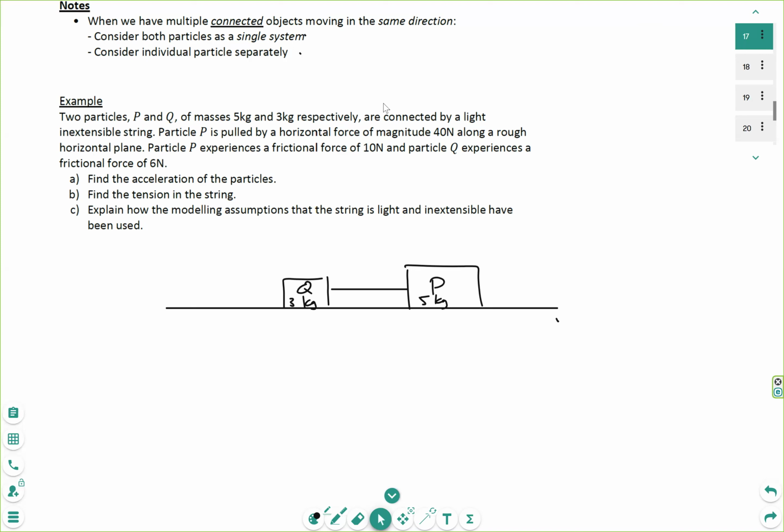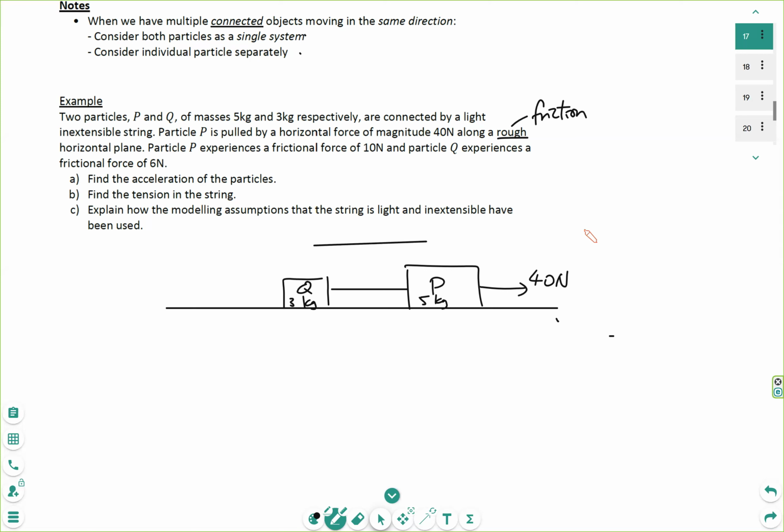P is pulled by a horizontal force of magnitude 40 Newtons, so that means to the right, along a rough horizontal plane. Rough means there's friction. I mentioned that before. It probably doesn't matter much now because you're told the frictional force, but later in Year 2 you'll be asked to calculate friction by yourself, so it suddenly becomes a keyword. P experiences a frictional force of 10 Newtons.